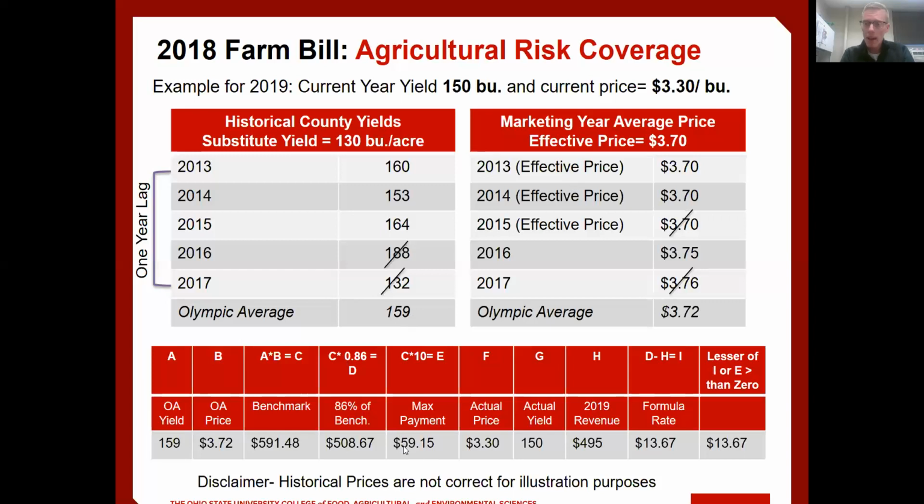We're going to figure out what our max payment can be. Again, that's 10% of our benchmark. So we're going to take 10% of column C, and that gets us $59.15. So that's the highest amount of payment we can get per acre.